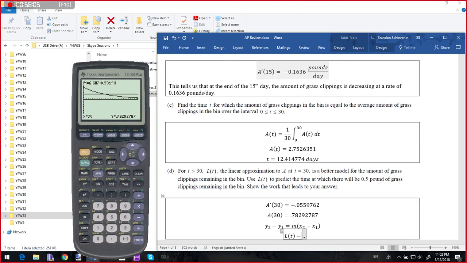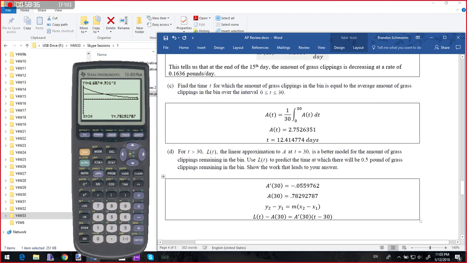Minus my y1, which is my y value at our point, which is A of 30, is equal to my slope at the point, which is A prime at 30, times my general x value, which is t, minus our time that we got the point at, which is 30. Okay, any questions on how we got our equation?